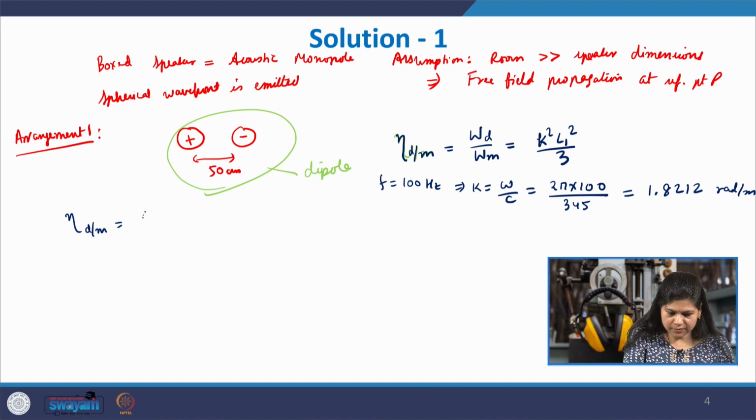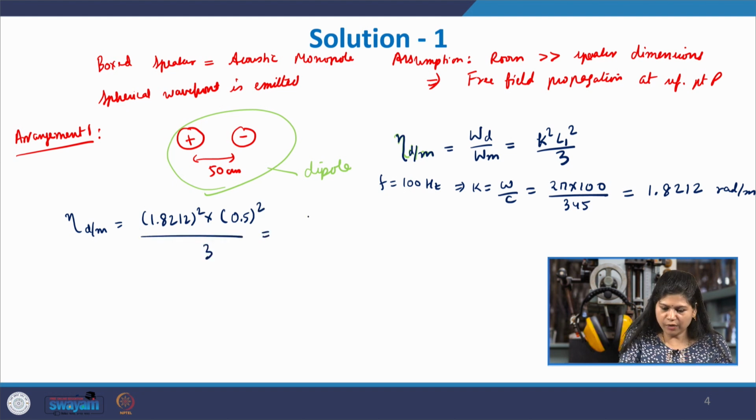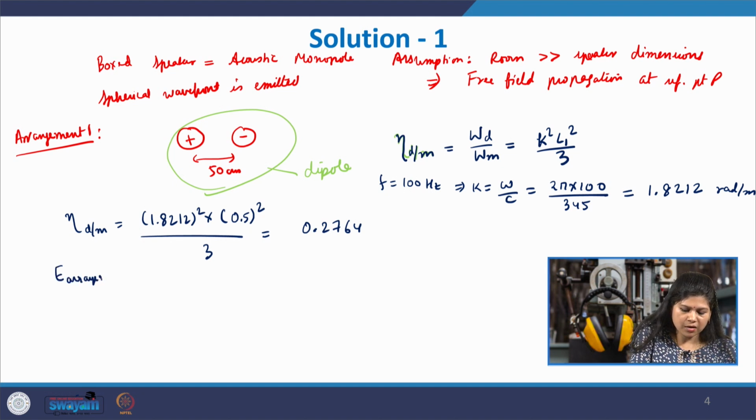Now, let us put all the values in SI units. So, centimeters we convert to meters. We get 0.5 meters whole squared by 3. If you solve, you find this as the relative radiation efficiency. What it means is that the energy for arrangement 1 by the E naught of a single speaker is this quantity.